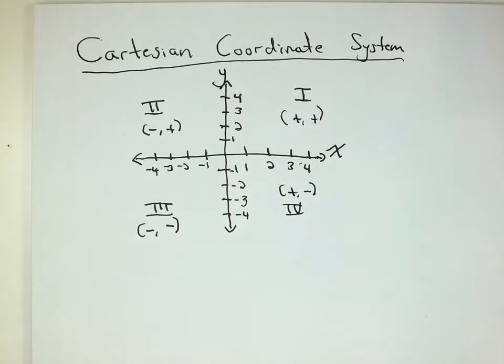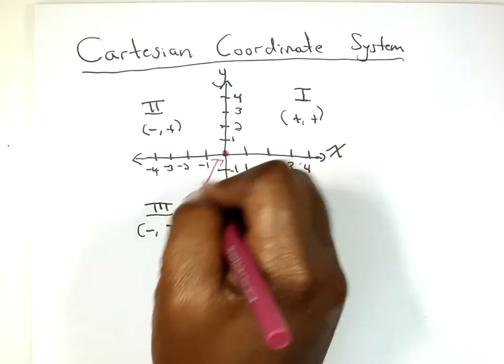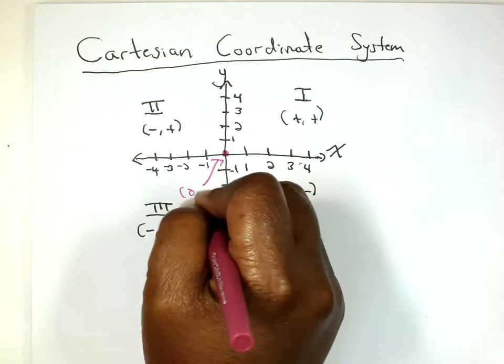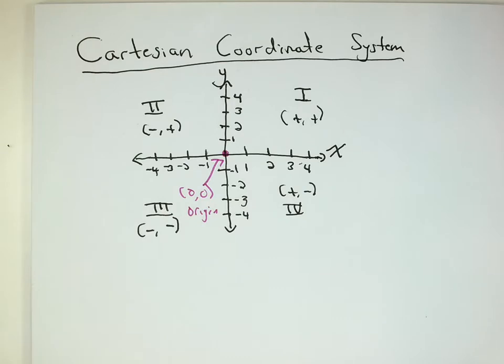So every single point on the plane, we have to use an ordered pair because it has both an x and a y component to it. Where the x and the y axis cross is called the origin. And the coordinates for that is 0, 0. I haven't moved to the left or right or up or down.